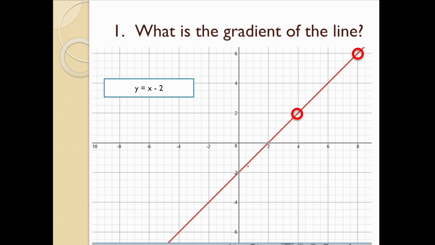All right, so just like we did the last time, I want you guys to pick these 2 points here. You can use mine that I selected, or you can use your own. Write down those coordinates and then calculate the gradient, okay? And then we're gonna go through it together. The good thing about a gradient of a linear graph is no matter what 2 points we choose, we will get the same answer.